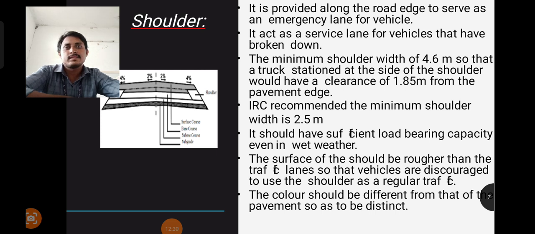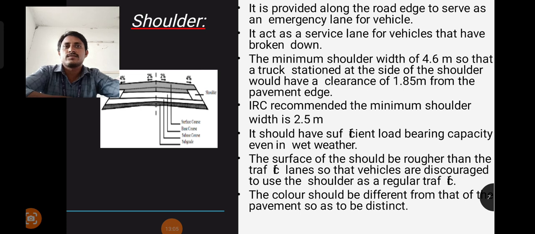But as per IRC, some shoulder width is also specified in the code. So that is IRC recommended for minimum shoulder width. Maximum, whatever the width is provided, is based upon the contractor or designer or engineer, but the minimum shoulder width provided is 2.5 meters. The shoulder surface is a rougher surface than the carriageway or roadway. So these are the shoulders.